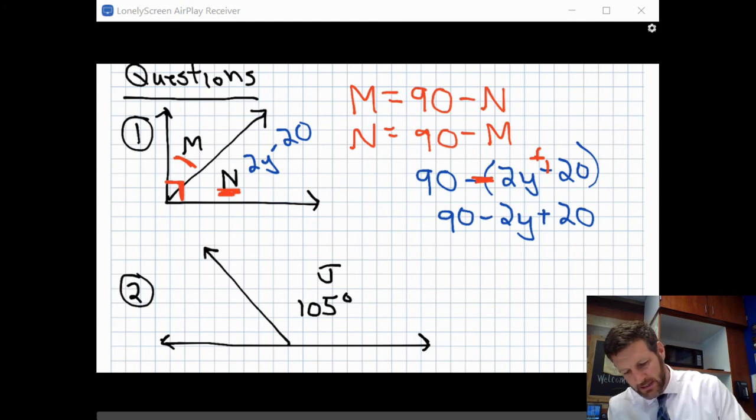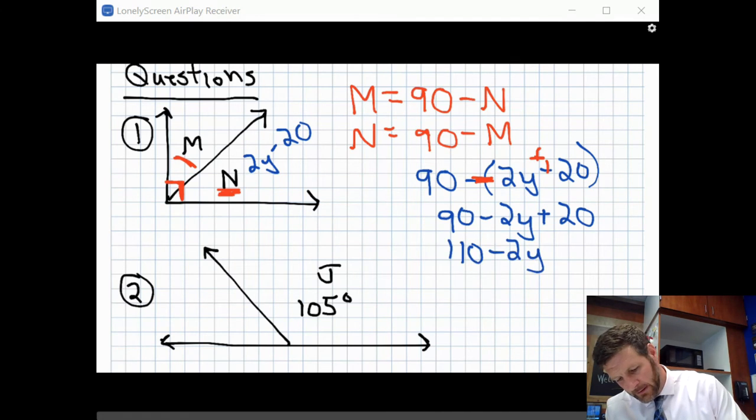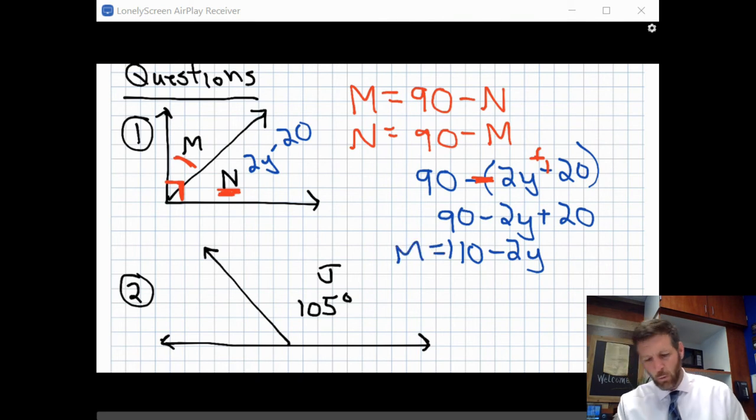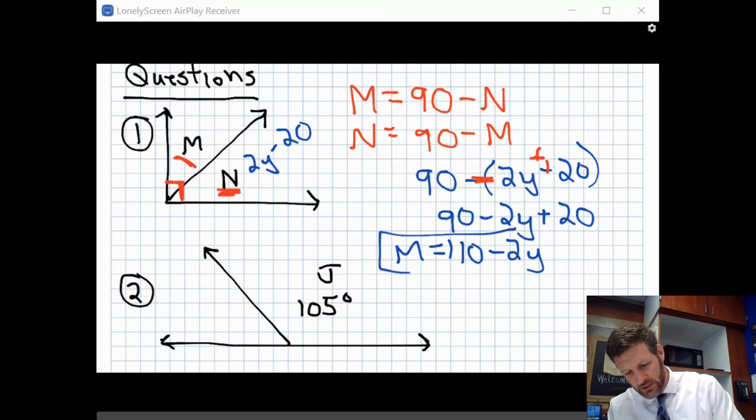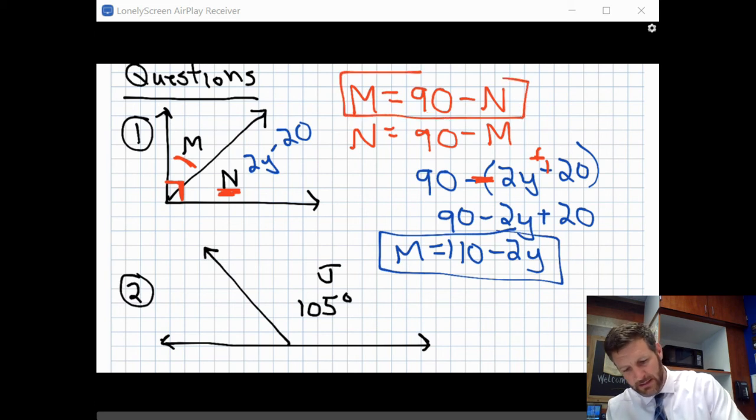So now we can simplify this. 90 plus 20 is 110, minus 2y. So going back to the question, if N is 2y minus 20, then M is equal to 110 minus 2y. And how did we get that? We got that by taking the total of the two angles and subtracting the other angle, and in this case, since we know it's 2y minus 20, we can simplify it a little bit and get this expression. If I didn't have that much information, well, that's what the first question was. M was just equal to 90 minus N.